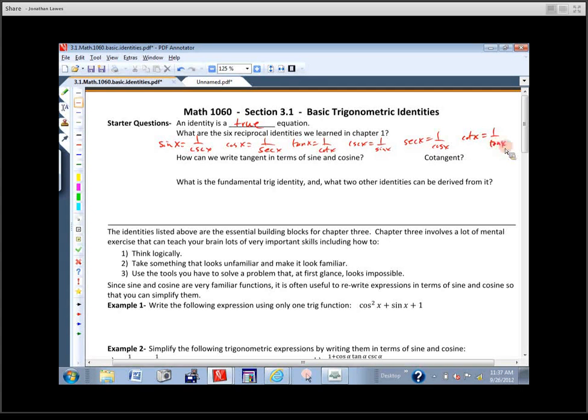Now, I'm saying 1 over tangent, but I'm writing cotangent of x equals 1 over tangent of x. Okay, again, a trig function doesn't mean anything unless you plug an argument into it, plug an angle into it. Okay?